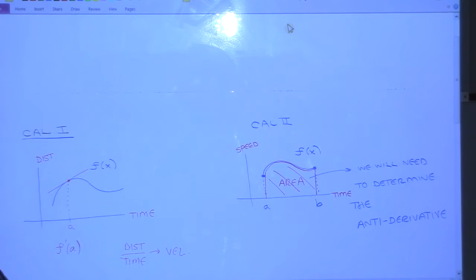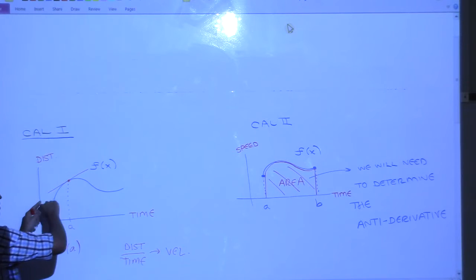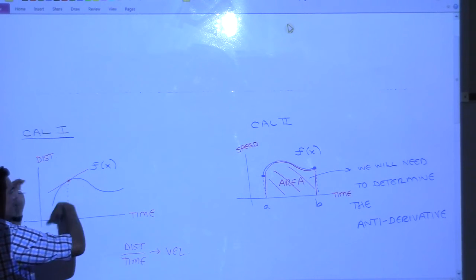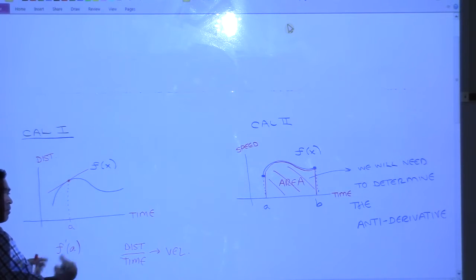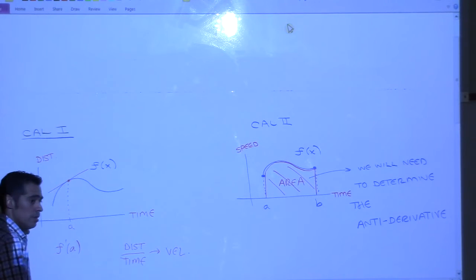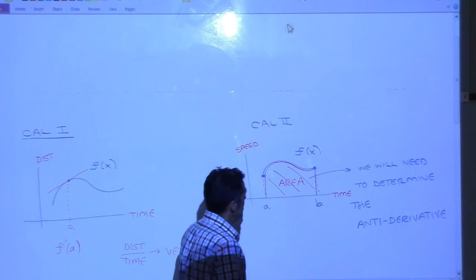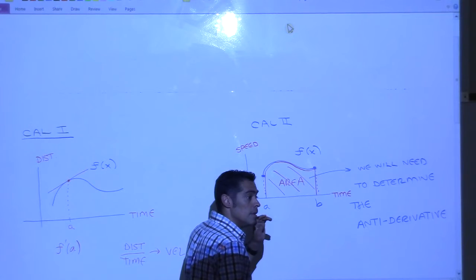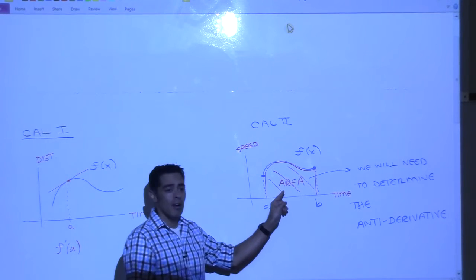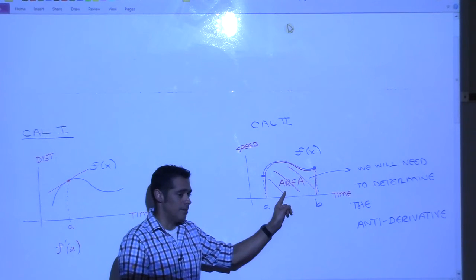Acceleration would be the second derivative. So we start with the distance function, take the derivative, we get the velocity function, take the derivative of that, we get the acceleration function. But distance covered? Pardon? Distance covered? Yeah, this area would represent how far you went.